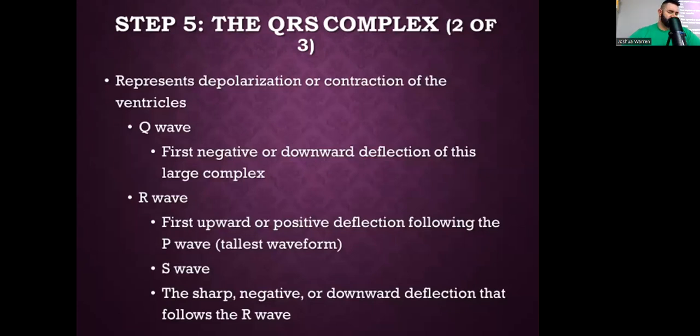The QRS represents depolarization of the ventricles. Q wave, first negative or downward deflection. R wave, first upward. It's also the tallest. And the S wave, the sharp negative or downward deflection that follows the R wave. Again, it depends on you and your body. So what questions should I ask of the QRS complex?